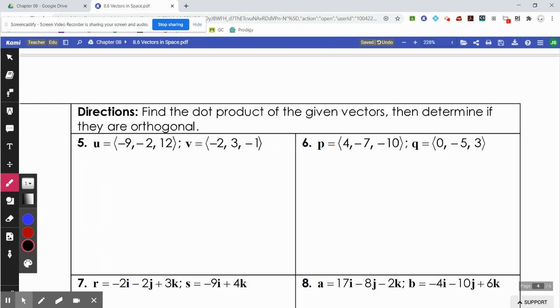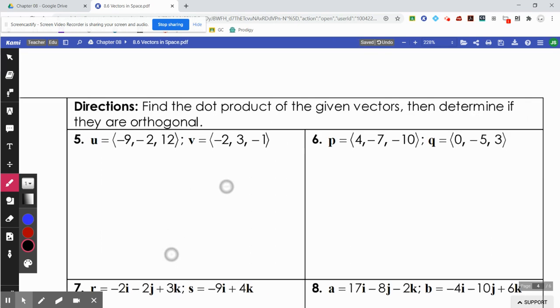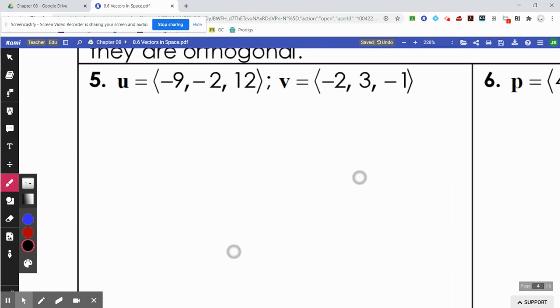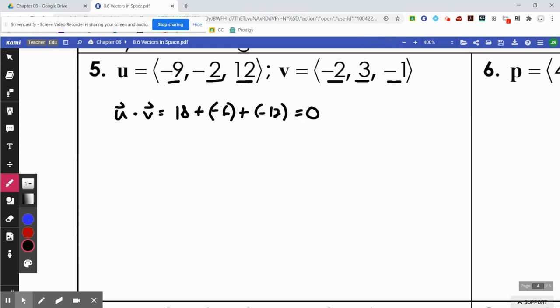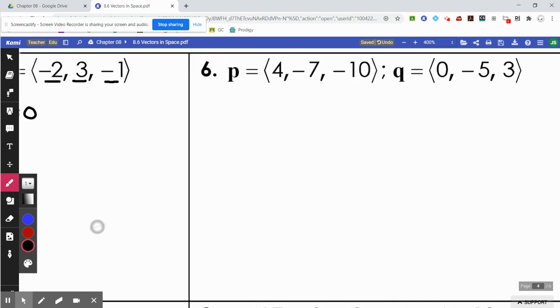So let's do some dot products here. It says find the dot product of the given vectors, then determine if they are orthogonal. So only if they're 0 are they orthogonal. So here u dot v is equal to, we've got to multiply the a's, gives you 18, plus multiply the b's, gives you negative 6, plus multiply the c's, gives you negative 12. Add those together and you get 0. Are they orthogonal? Yes. That means they form 90 degrees. It's a three-dimensional 90 degrees, but these two vectors do form a 90-degree angle in space.